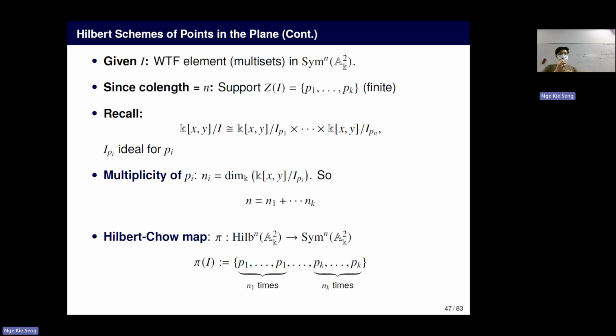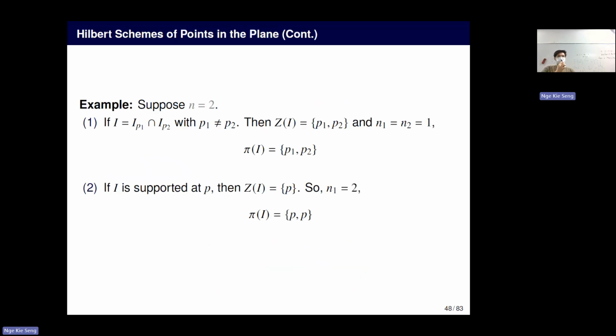And in this case, we can define a map called the Hilbert-Chow map that sends the ideal to the set of points where each point is included with its multiplicity. So for example, suppose n equals 2. If the ideal I corresponds to two distinct points, then each of the points must have multiplicity 1, and the map returns the multiset of distinct points. And when the ideal corresponds to a double point, then the map returns a multiset consisting of the double point.